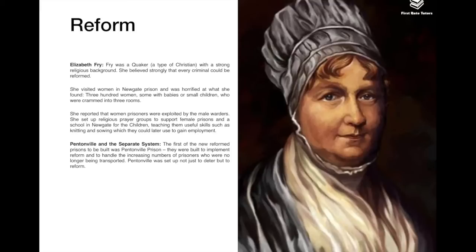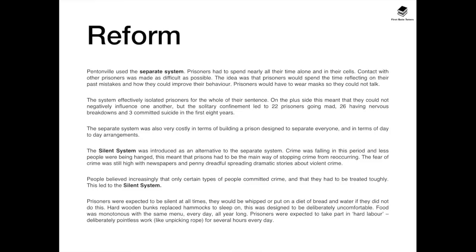Bentonville and the separate system. The first of the new reformed prisons to be built was Bentonville Prison. They were built to implement reform and to handle the increasing number of prisoners who were no longer being transported. Bentonville was set up not just to deter, but to reform. Bentonville used the separate system.